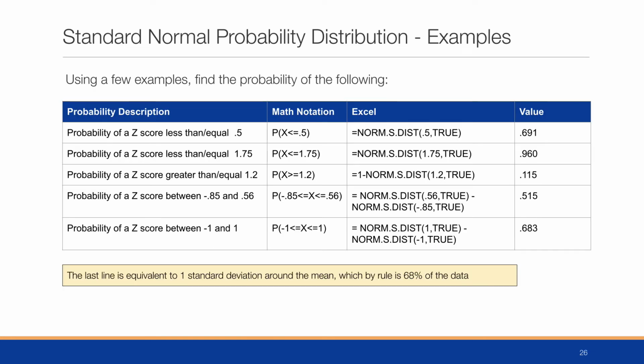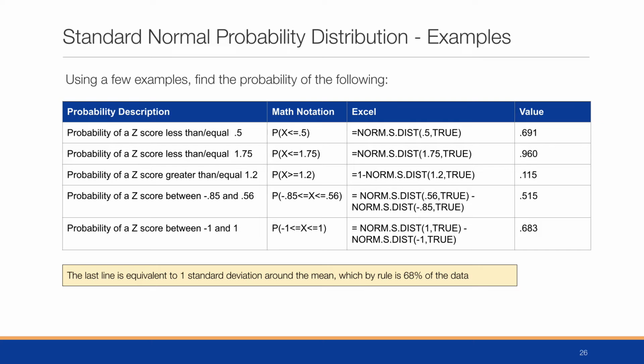Let's take a few examples, but we're just going to do the notation. We're not going to do the graph. So if we want to find the probability of a z-score less than 0.5, we will have probability of x less than or equal to 0.5. This is our mathematical notation. In Excel, it will be norm.s.dist 0.5, comma true. The value is going to be 0.691. If we're looking for a probability of a z-score less than 1.75, we'll basically do the same thing. Norm.s.dist 1.75, comma true, which will give us 0.960.